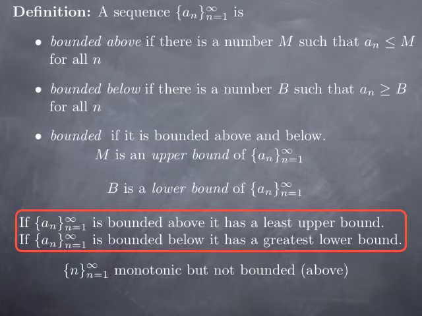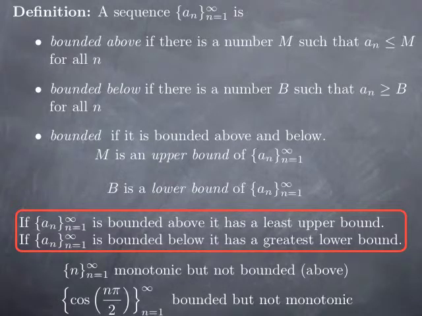So we'll note that the sequence n, so 1, 2, 3, 4, 5, and so on, is monotonic. Of course, it's increasing, but it's not bounded above, because it keeps growing, so there is no fixed number that is going to be bigger than all of the n's.